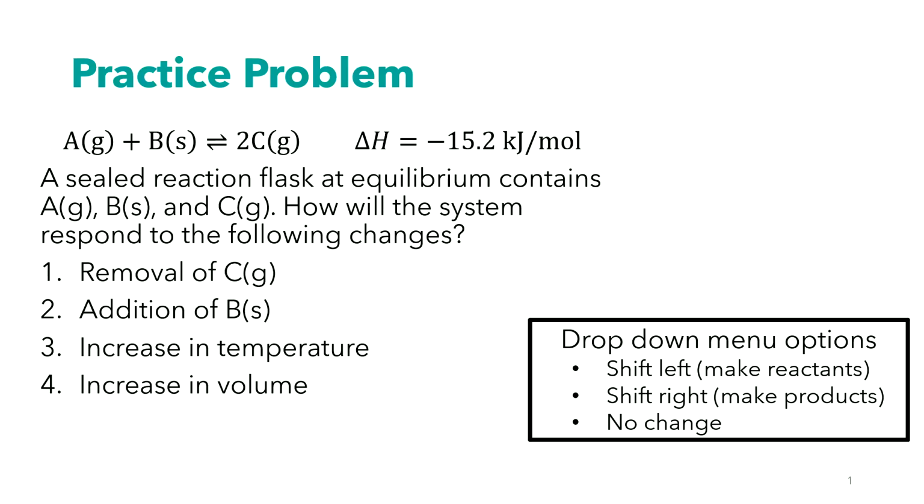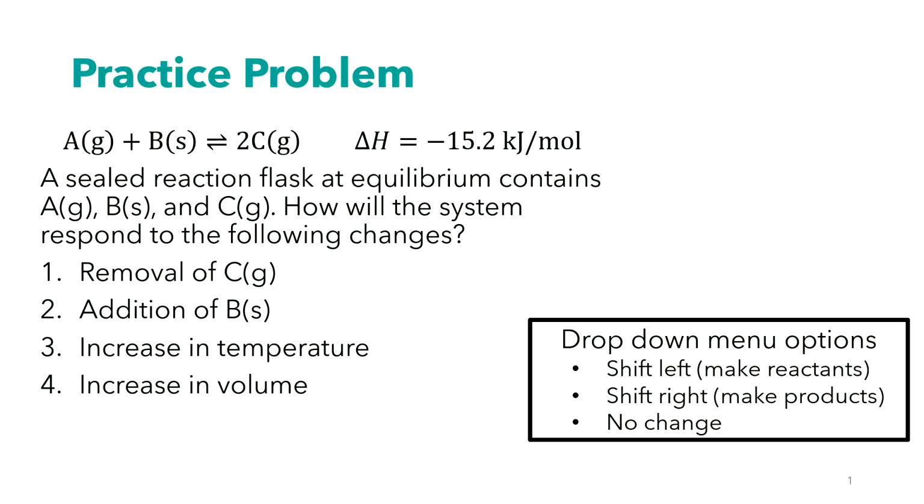All right, as you're settling in, take a look at this Le Chatelier's principle question. You have a system, we've let it come to equilibrium. It's A plus B goes to 2C. Notice those phases. And then we do 4 different things.